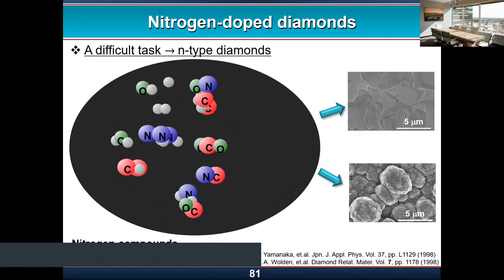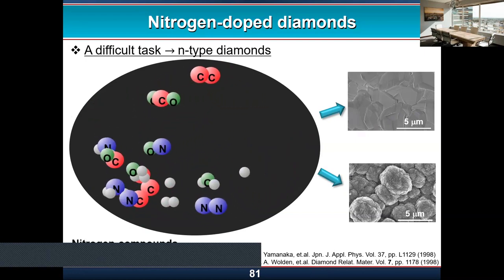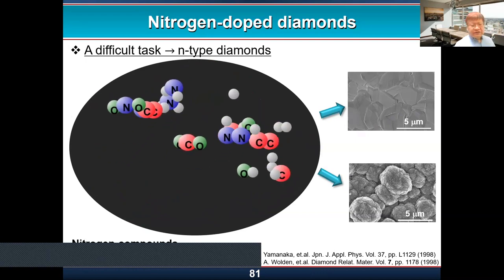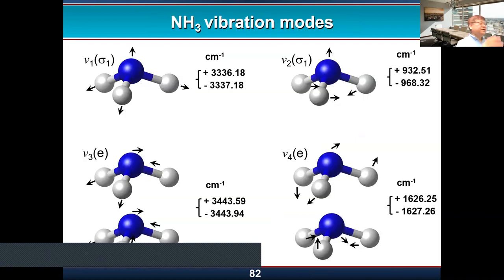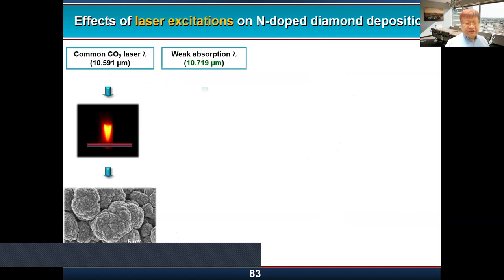So it's very hard to dope diamond. Otherwise, diamond would be great for electronics because it is very stable. Now with the vibrational control, we can incorporate nitrogen and boron into the diamond lattice to form a very well structured diamond lattice with dopants. Then it opens up a way to grow diamond materials for electronics. That's something that is happening here.